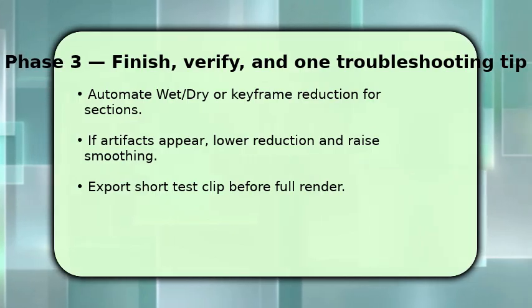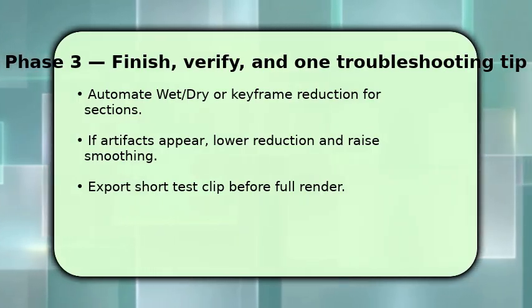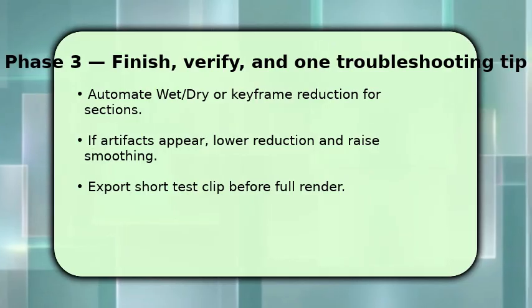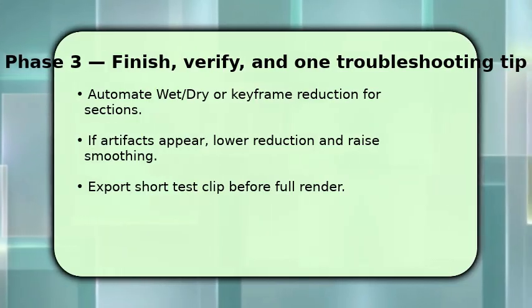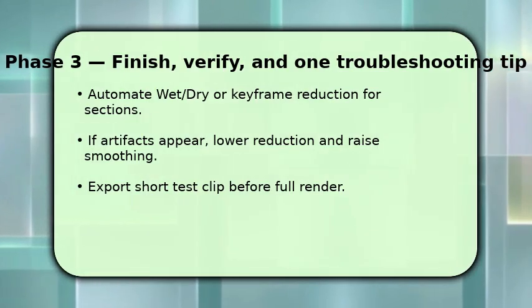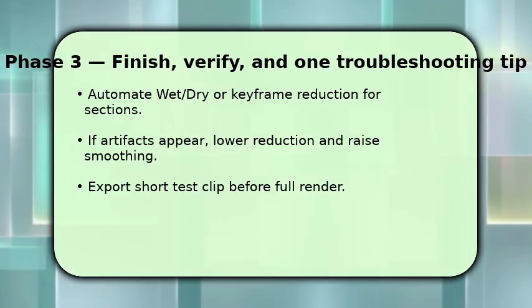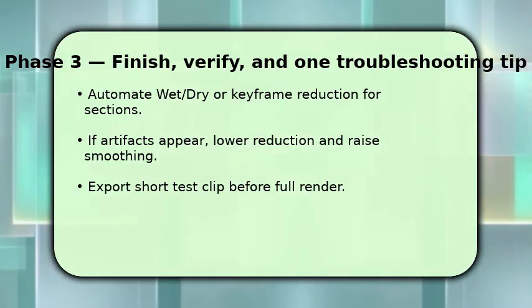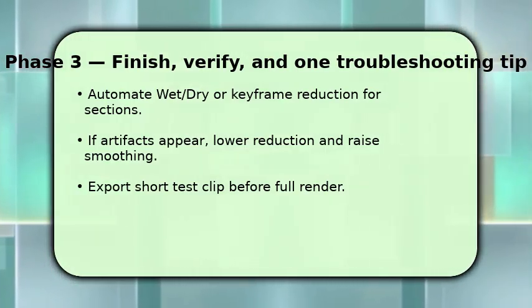If you hear warbling or metallic artifacts, reduce the overall noise reduction and increase smoothing or FFT size. This trade-off often removes artifacts at the cost of a bit more residual noise. Make sure to keep the backup original in case you need to revert.